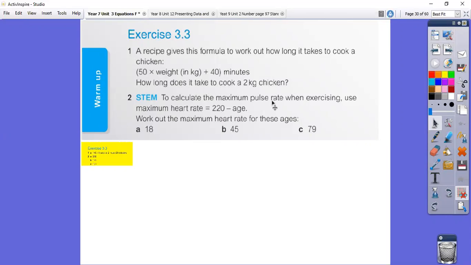Question 2 is to calculate the maximum pulse rate when exercising. Use the maximum heart rate, which should be 220 subtract the age. So if you're 18, what would be the maximum heart rate for you when you're exercising? If you're 45, what would be the maximum heart rate? And if you're 79, what would be the maximum pulse rate?